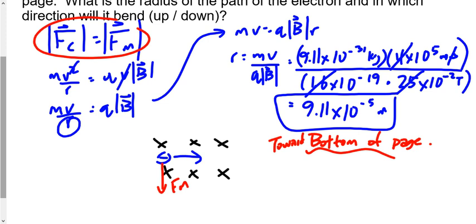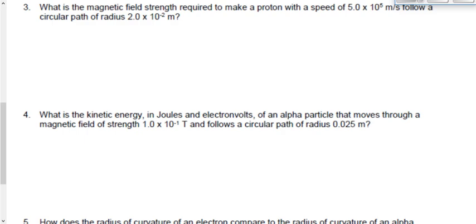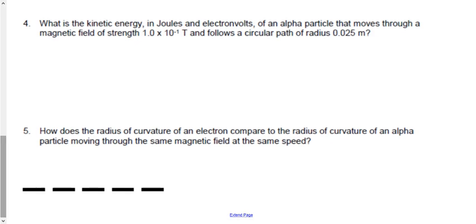All right, what I'd like you to do right now, if you have that copied out, is to take a look at worksheet number 12, please. Questions number 1 to 5 on worksheet number 12. Taking a look at question number 4, it says, what's the kinetic energy in joules and electron volts of an alpha particle that moves through a magnetic field of that strength and follows a circular path of that radius?